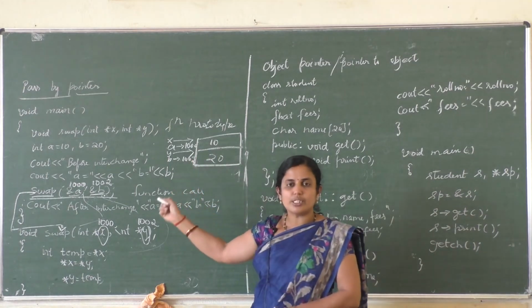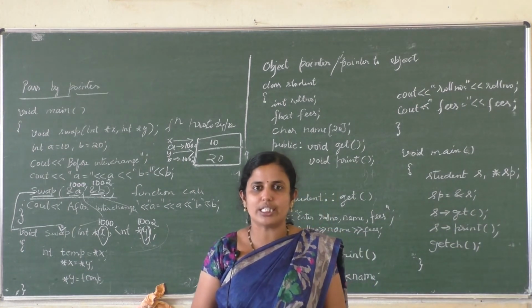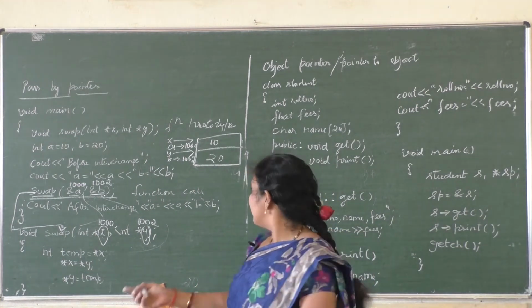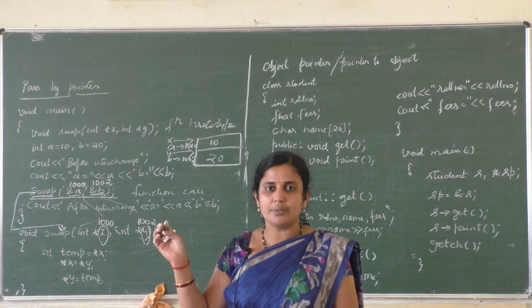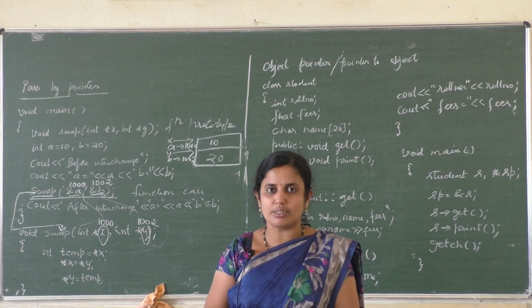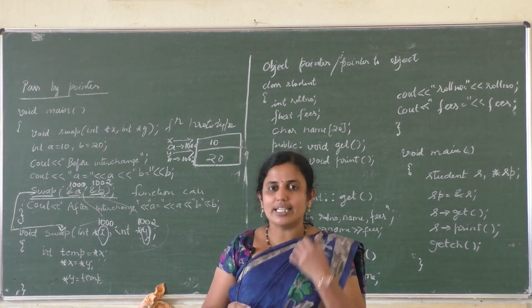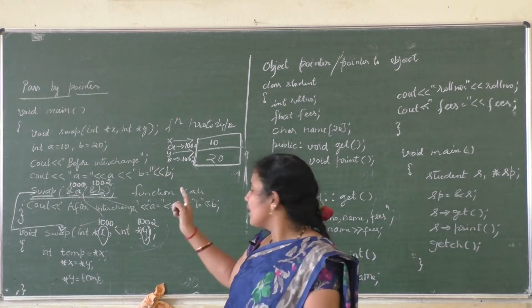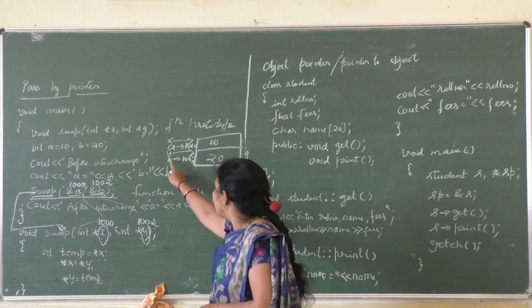Suppose if I say the 1000 memory location, you can give the name of that memory location as either x or a. If I say the memory address 1002, you can say the name either as b or y.